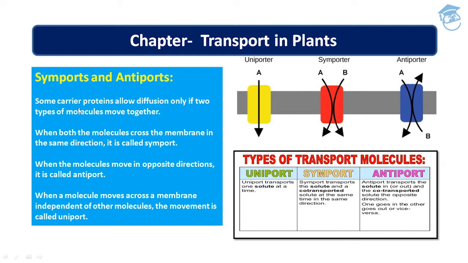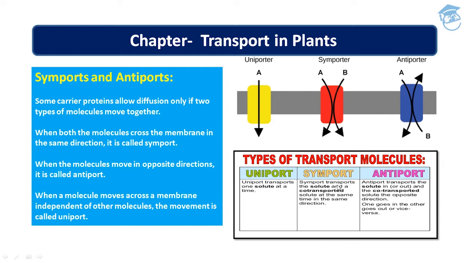Some carrier proteins allow diffusion only if two types of molecules move together. When both molecules cross the membrane in the same direction, it is called symport. And when the molecules move in the opposite direction, it is called antiport. And when a molecule moves across a membrane independent of another molecule, then the movement is called uniport. So uniport transports one solute at a time.